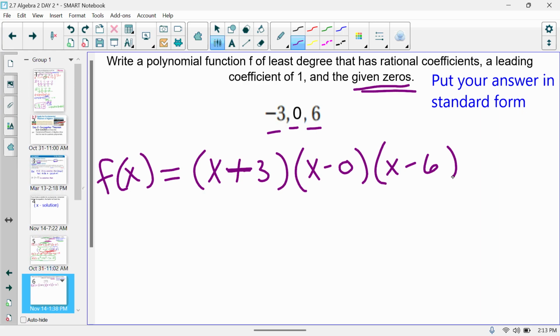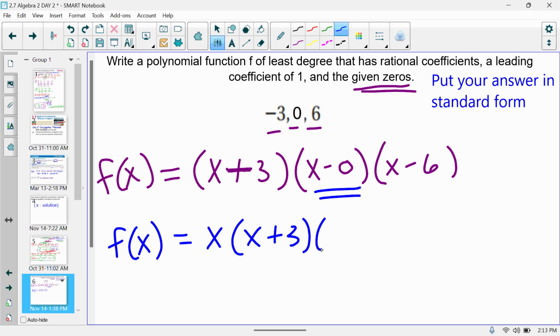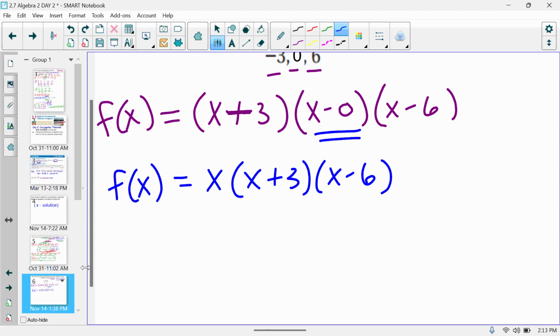So I want to talk to you about x minus 0. When you take away 0 from something, nothing happens, right? That means x minus 0, we can just write it as x. We don't need the minus 0 there. So guys, I'm actually going to put that x first and then write the x plus 3 and then the x minus 6. It doesn't really matter the order though, because multiplication's commutative. You could put the x minus 6 first if you want, then the x plus 3, then the x.